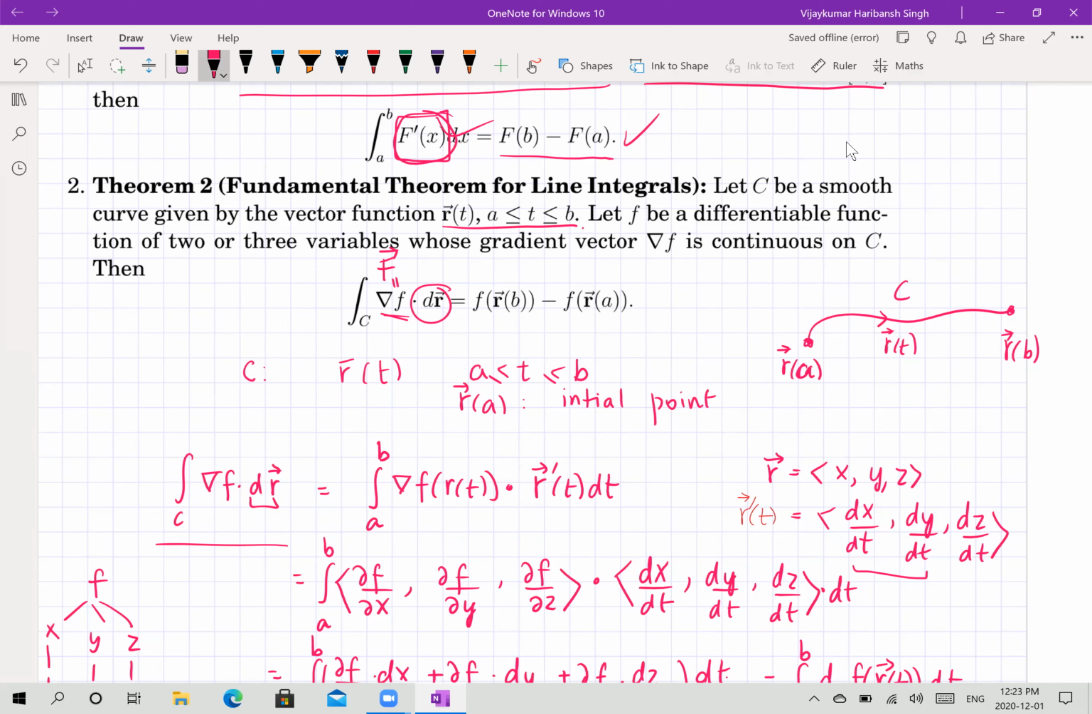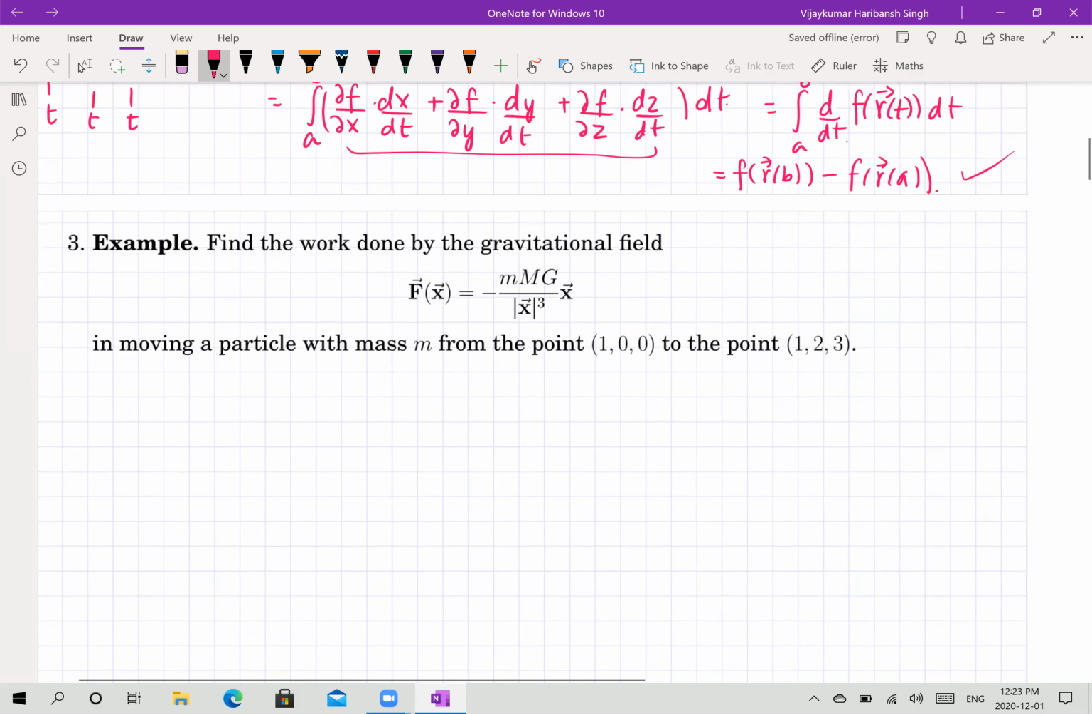So this only works for f, which is a form of grad f. That means F is conservative. So if it's conservative, things are nicer. So let's work on the following problem. Find the work done by the gravitational field F in moving the particle m from point (1, 0, 0) to (1, 2, 3). Recall, we have already done this problem the last time.